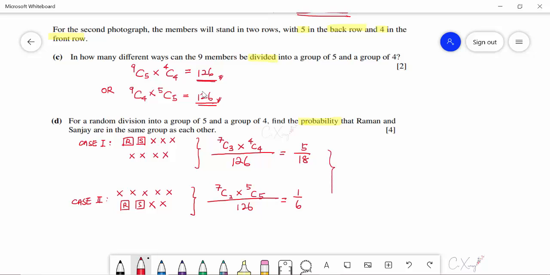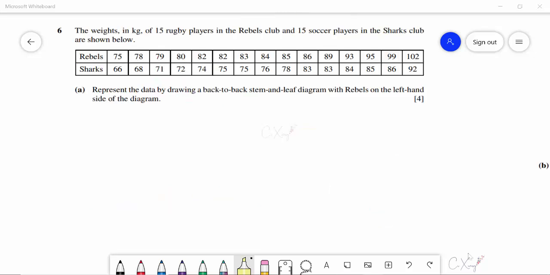So what is the total probability? For both cases, you need to add them together. So it should be 5/18 plus 1/6, which actually equals 4/9. So this is how we get the answer for the probability for this case. Okay, so we come to question number 6 now.